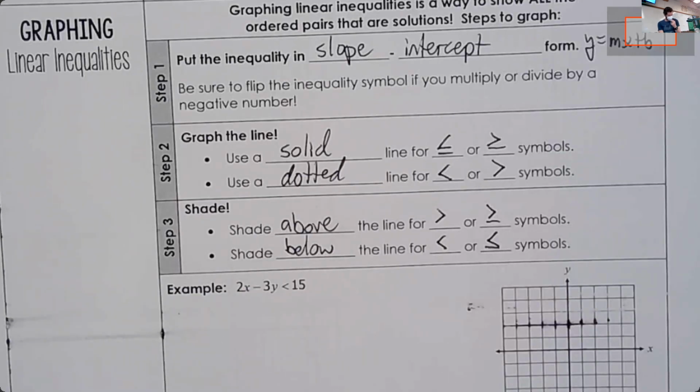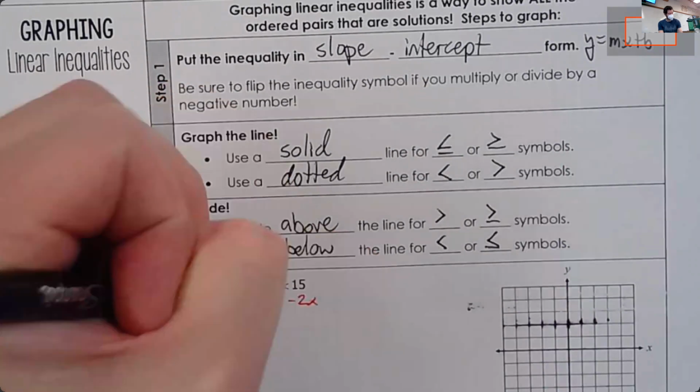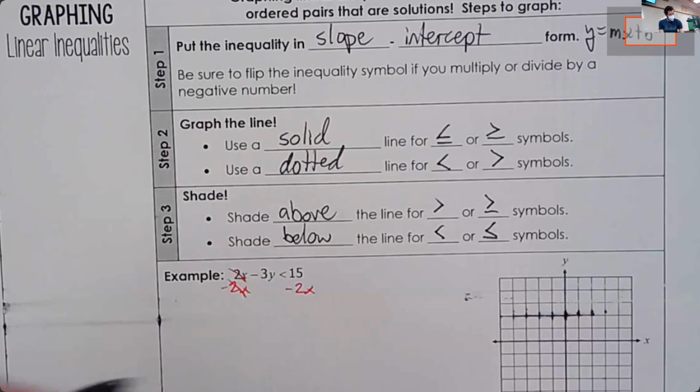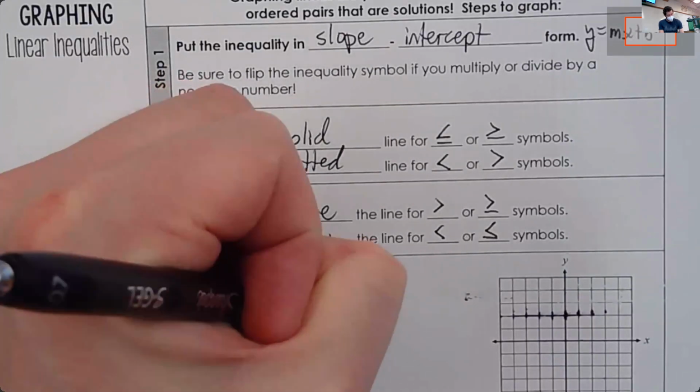So the first thing we do to get y by itself here, we've done this many times now, is to subtract 2x from both sides. So make sure we're writing this down, minus 2x on both sides. And so that'll be negative 3y is less than negative 2x plus 15.